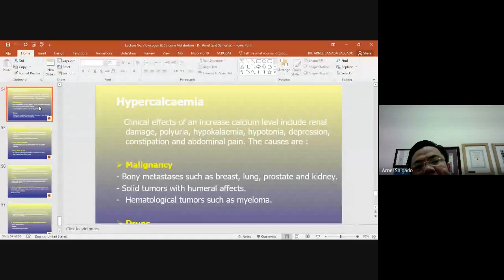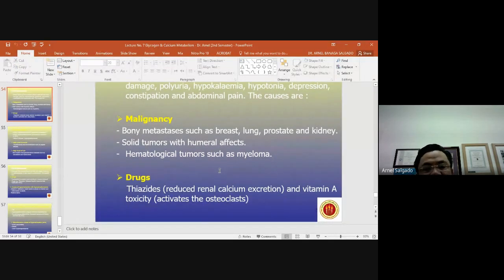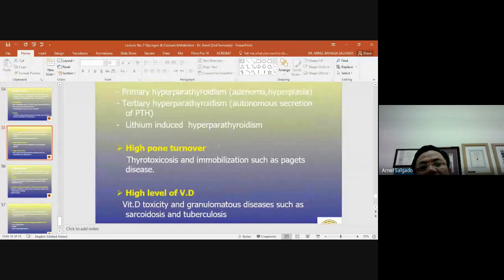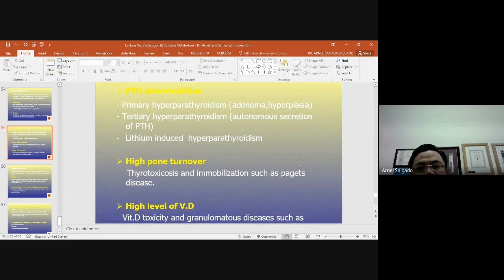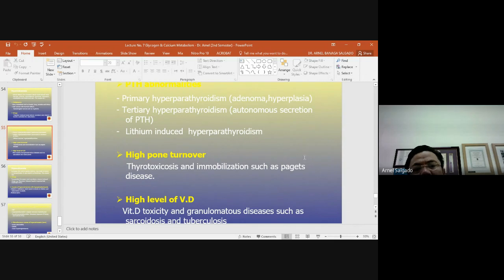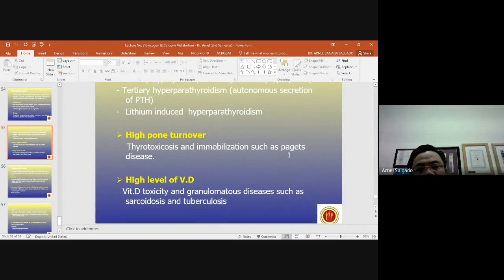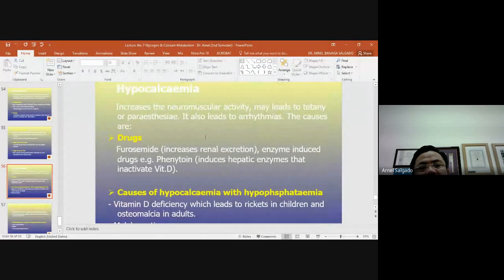So hypercalcemia, that is an excessive amount of calcium, has clinical effects. An increased calcium level could be brought about by malignancy and drugs like thiazides. And for some PTH abnormalities, we have conditions like primary hyperparathyroidism, tertiary hyperparathyroidism, and lithium-induced hyperparathyroidism. And also there is high bone turnover and thyrotoxicosis. And there is also a high level of vitamin D, among others, that could be the cause.